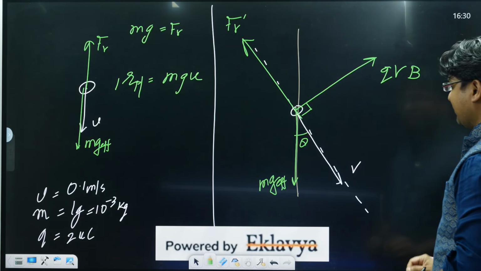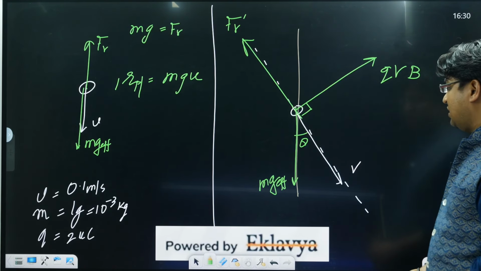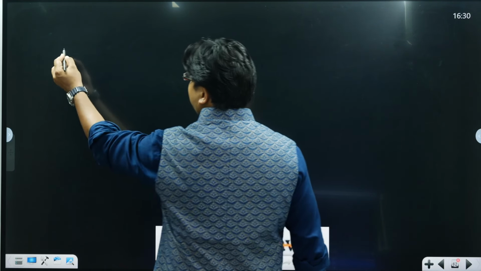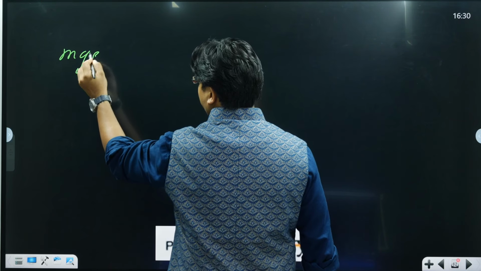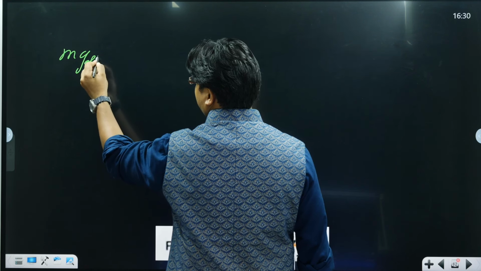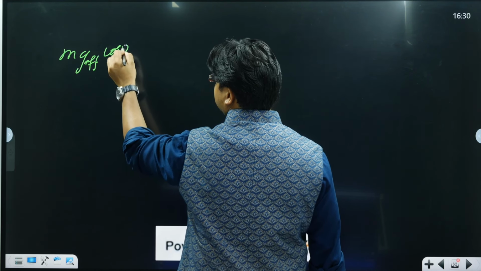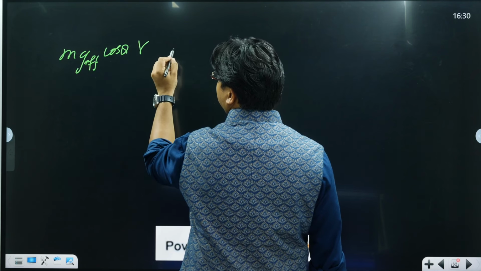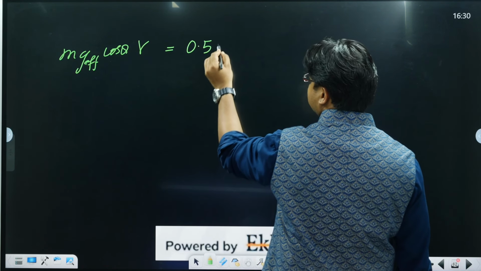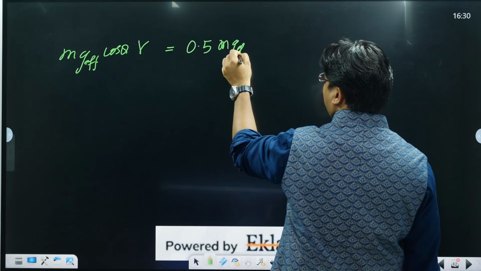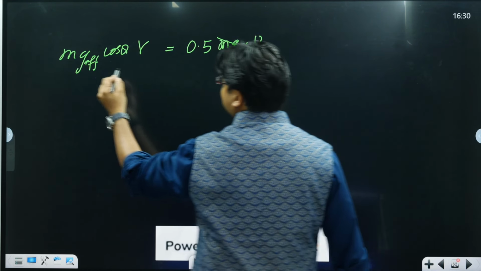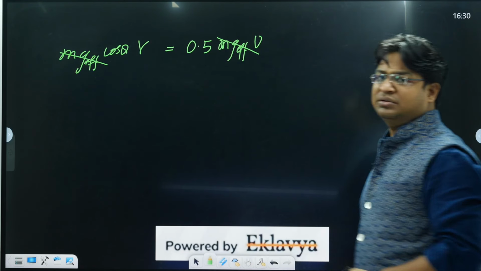Now the power dissipated would be written as mg effective cos theta into v. It's ultimately the power of the gravity which is getting dissipated. So mg cos theta into v. This is the power dissipated, and this is half times the previous power. The previous power was mg effective into u. So you see that this gets cancelled.